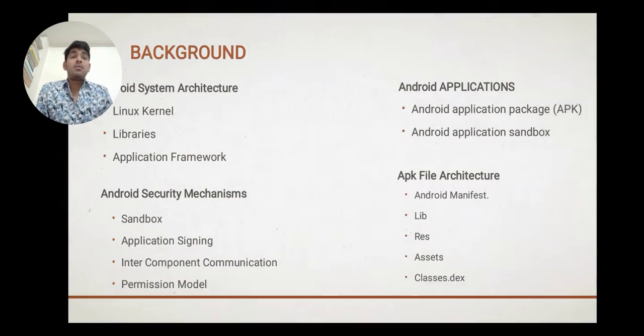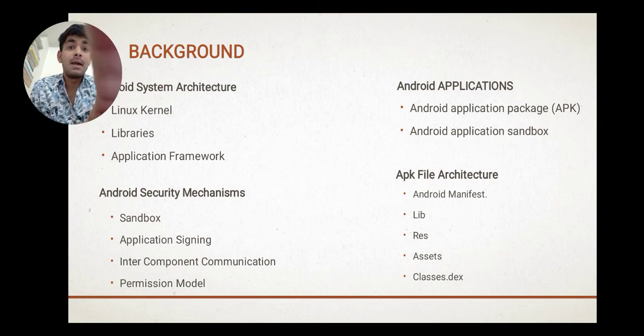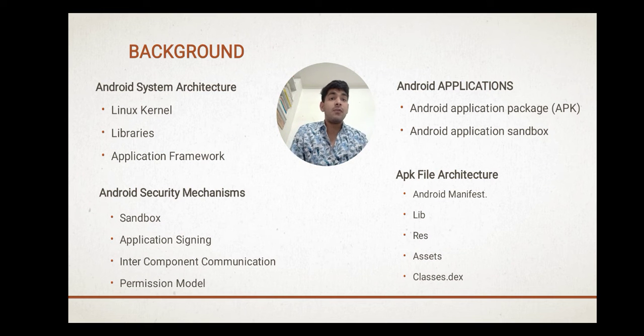Now we have to go to the background. There are four things: Android system architecture, Android application, Android security mechanism, and APK file structure. First is Android system architecture. In this, we have the Linux kernel. The bottommost layer of the Android architecture is known as the Linux kernel. It helps in abstraction between the hardware of the device and contains all the key drivers for the Android-based phone to work.